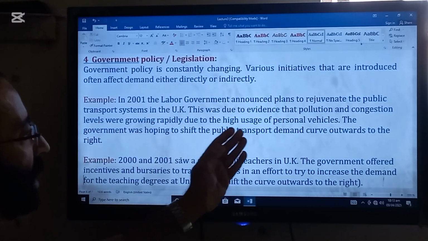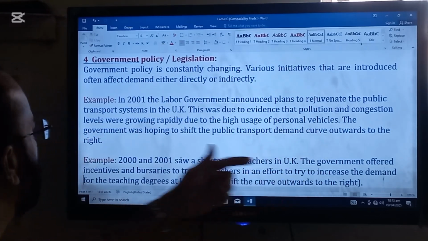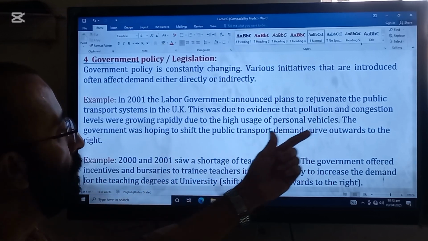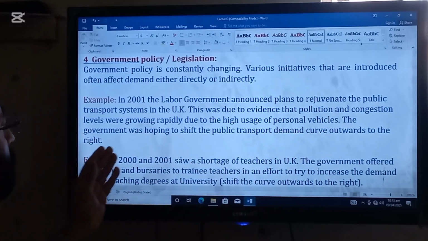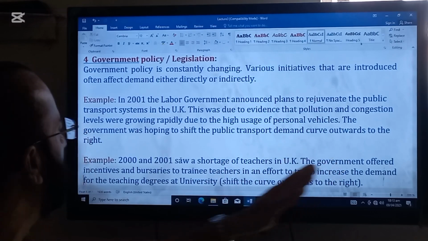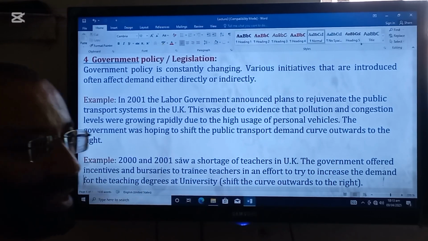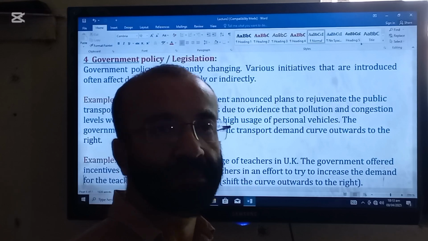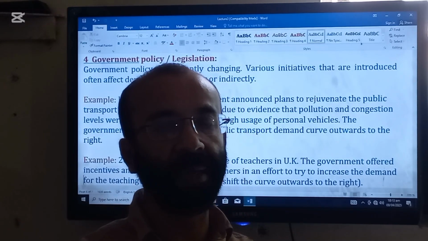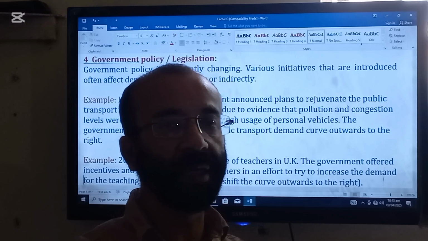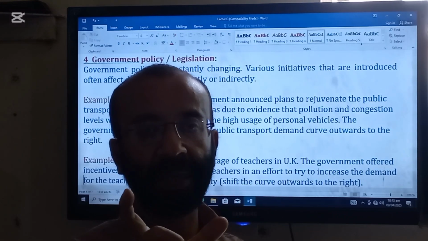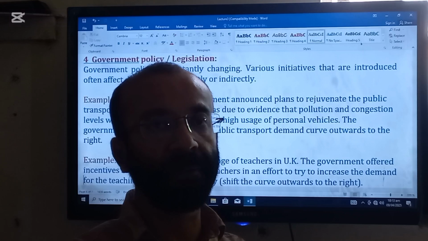This was due to the evidence that pollution and congestion levels were growing rapidly due to the high usage of personal vehicles. The government was hoping to shift the public transport demand curve outwards to the right. So when the government policy is for public transport, definitely the demand for public transport will increase and the demand curve for public transport will move outwards to the right.